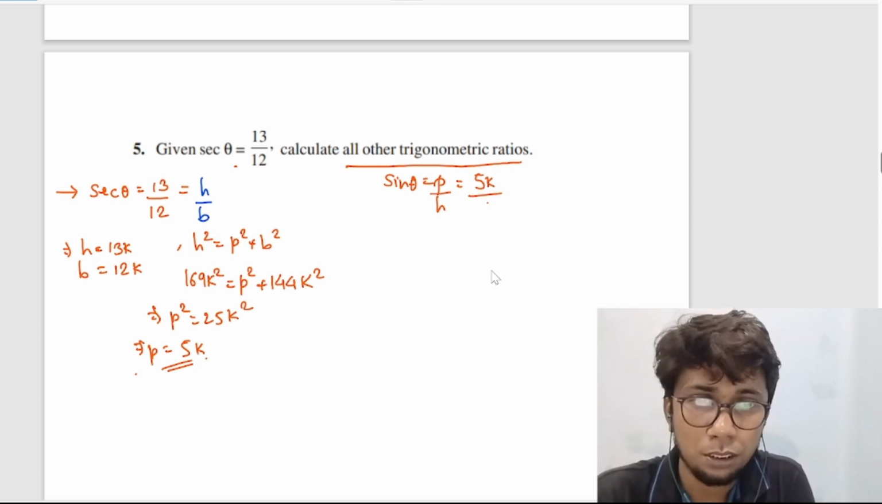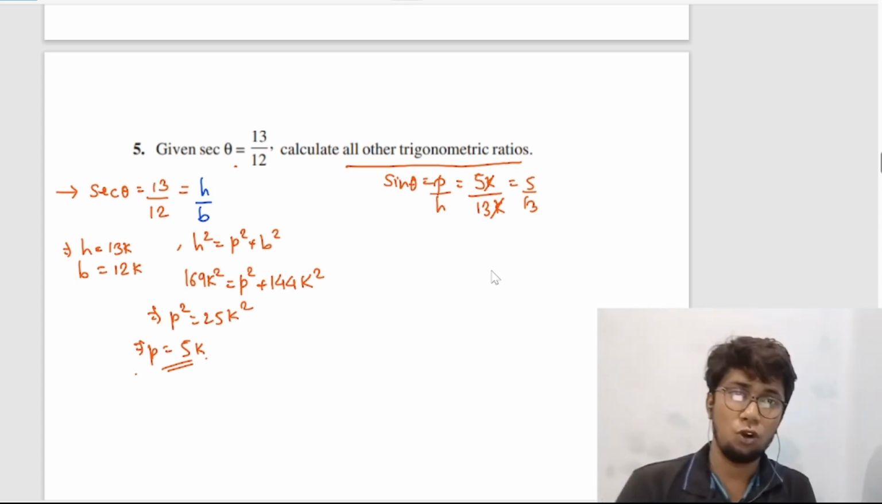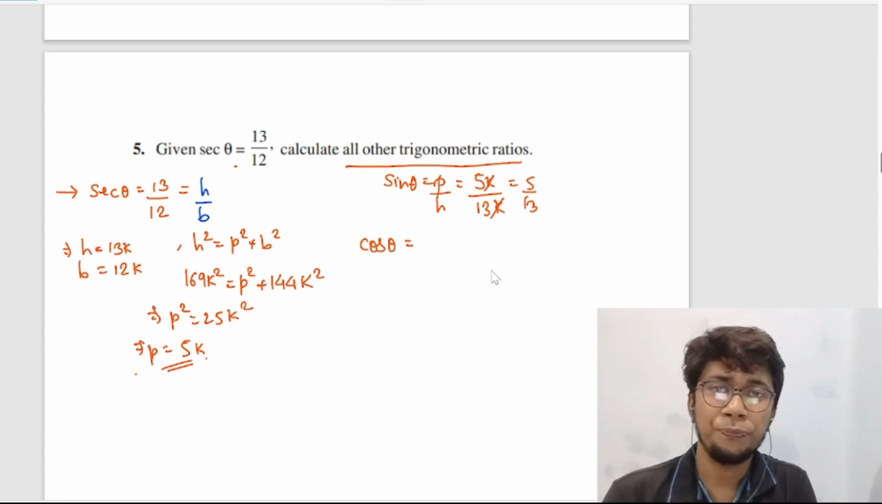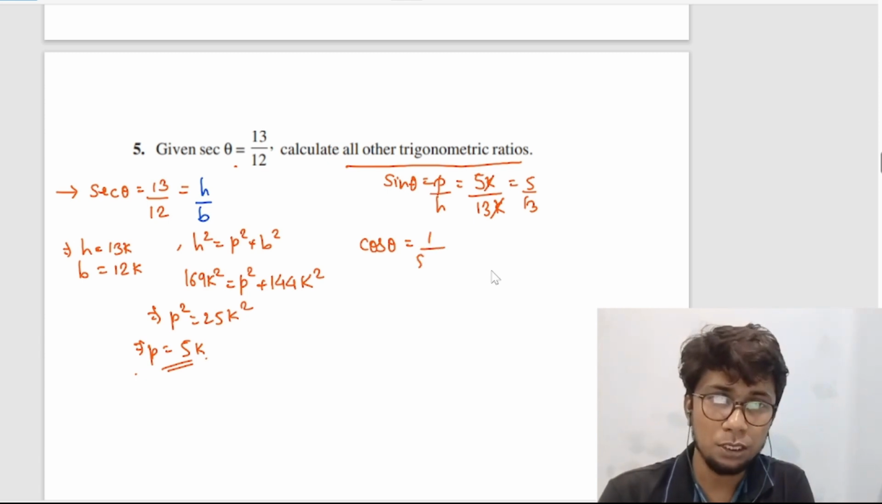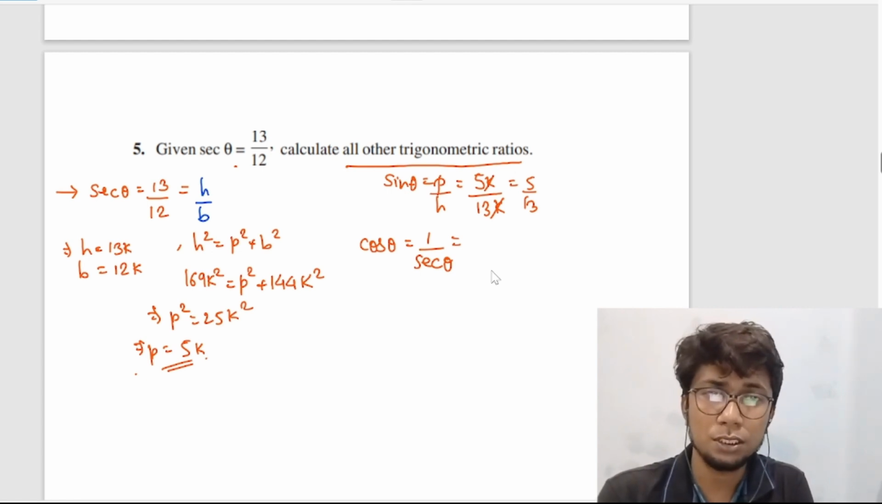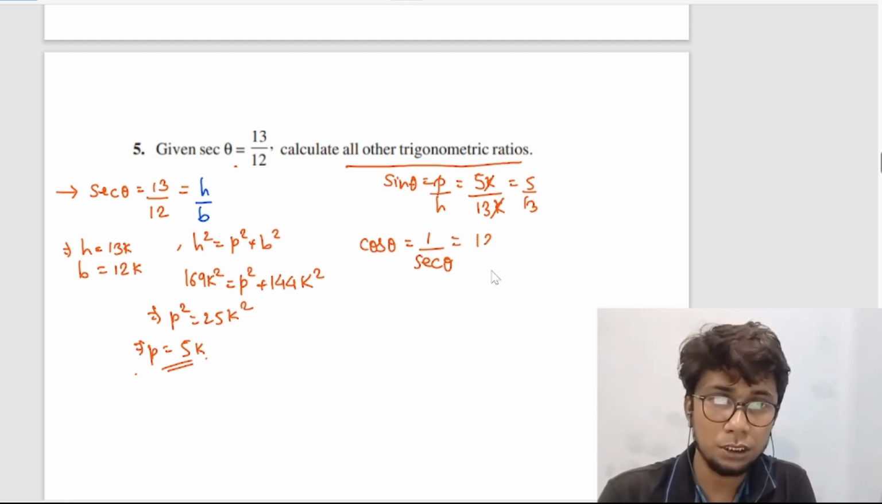5k upon 13k, that is hypotenuse. This will give you nothing but 5 over 13. Now what do we have to calculate? Cos theta, right? What is cos theta? Cos theta is also 1 upon sec theta, and sec theta is 13 over 12. So what is cos theta? Cos theta is nothing but 12 over 13.